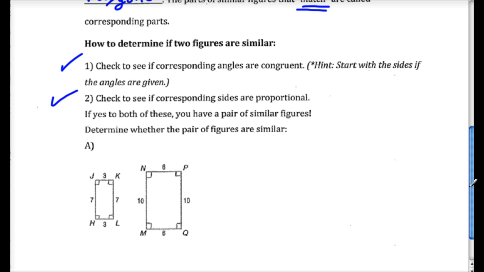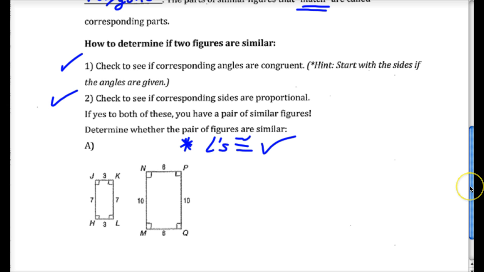You've got two rectangles there. Everybody look at the angles. Right angles, right angles. So when you match them up, are the angles congruent? Yeah. 90, 90, 90, it's all 90. So, congruent, check. That's the first thing. Are the angles congruent?